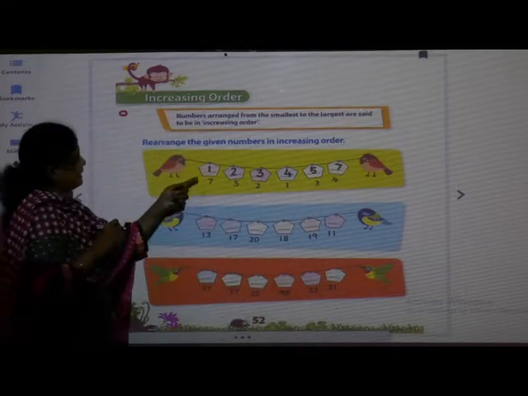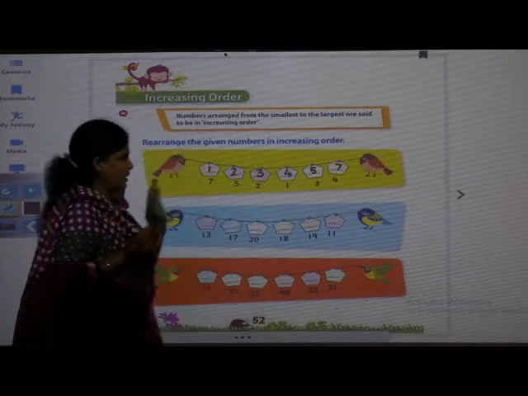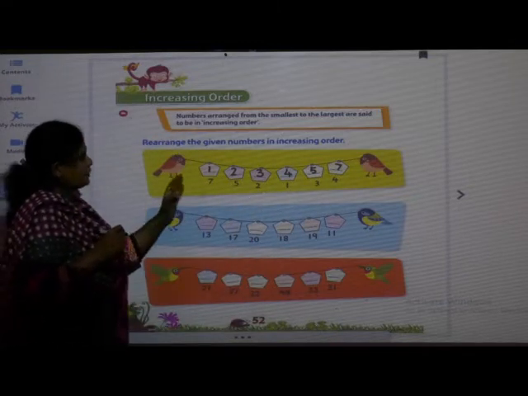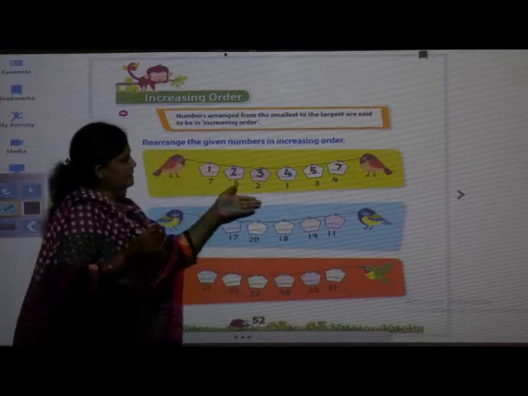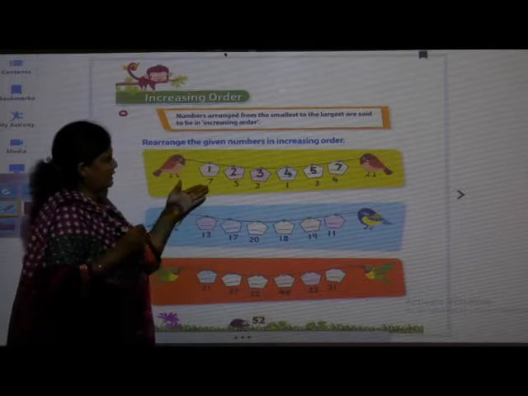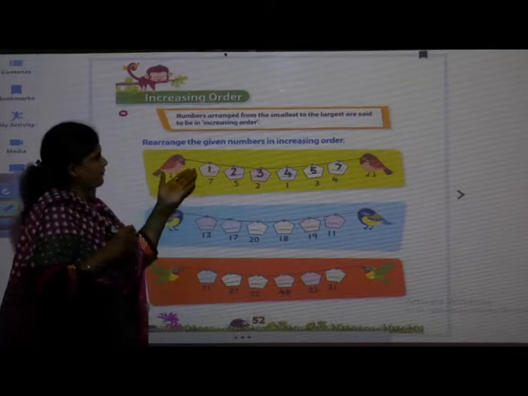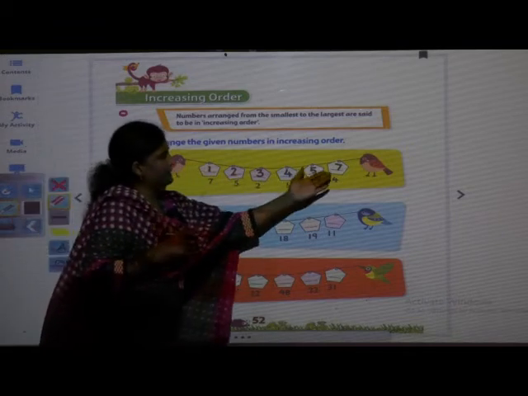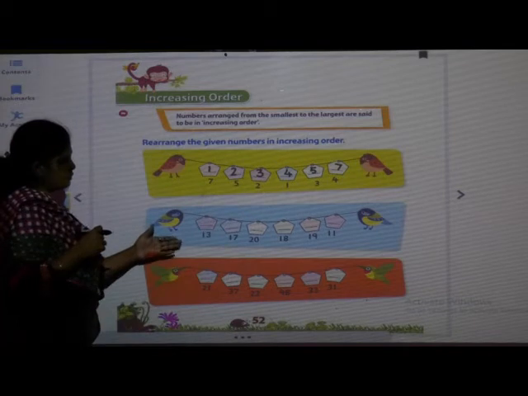So why have we written like this: 1, 2, 3, 4, 5 and 7? Because we have to put them in increasing order. They have given us the numbers here and those numbers we have to put in increasing order. So from the smallest number to the biggest number we have written here. Same thing we have to do here.